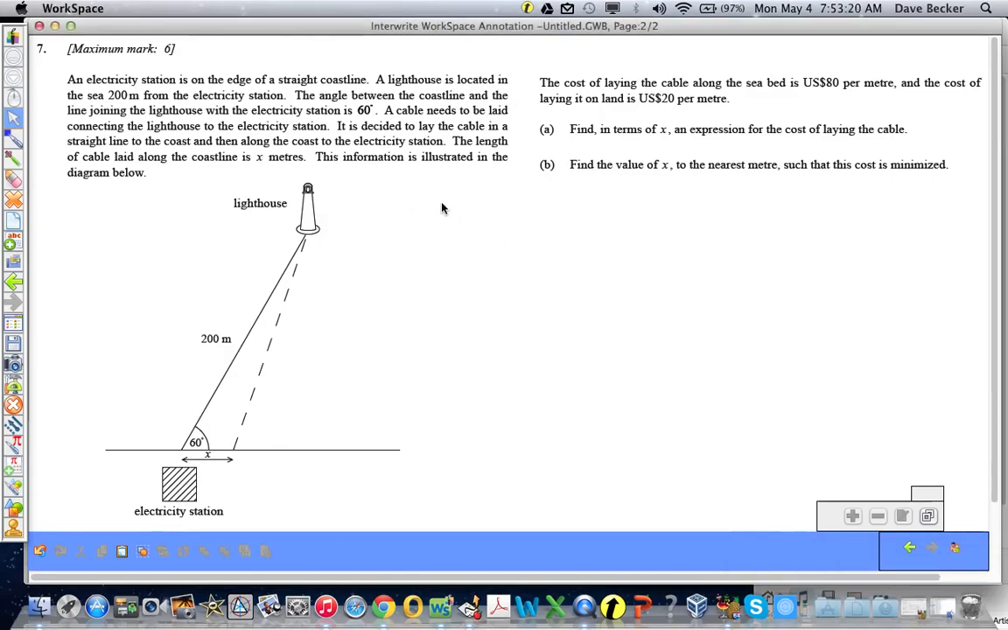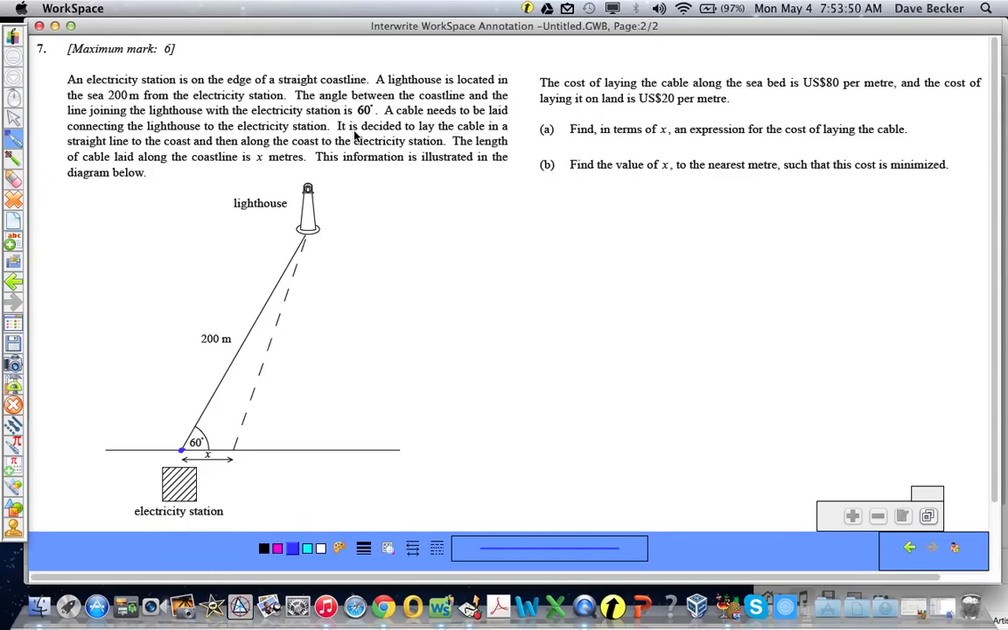So, what's going on here? We've got an electricity station located right there. That picture is a little deceiving, but we have to assume it's located right here, 200 meters away from the lighthouse. The angle between the coastline and the line joining the lighthouse with the electricity station is 60 degrees. A cable needs to be laid connecting the lighthouse to the electricity station.